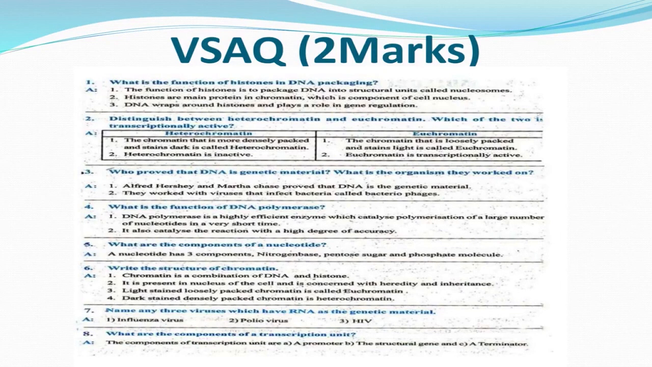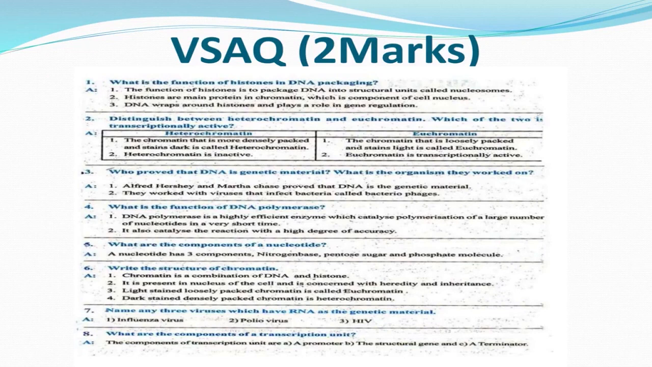And the third question: who proved that DNA is a genetic material? What is the organism they worked on? Alfred Hershey and Martha Chase proved that DNA is the genetic material.